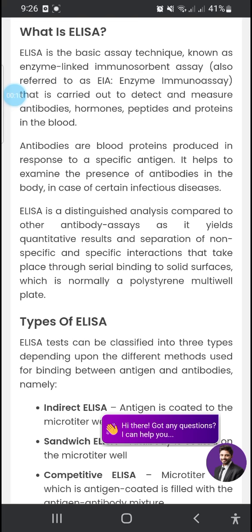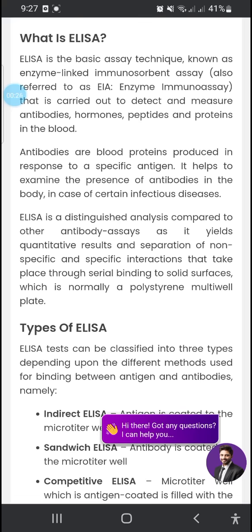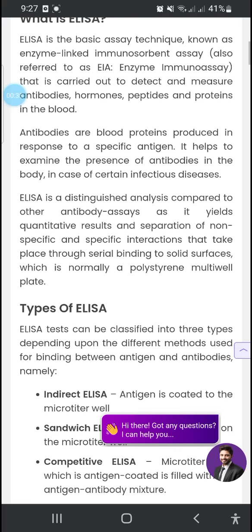What is ELISA? ELISA is the basic assay technique known as enzyme linked immunosorbent assay, also referred to as EIA, enzyme immunoassay, that is carried out to detect and measure antibodies, hormones, peptides, and proteins in blood.